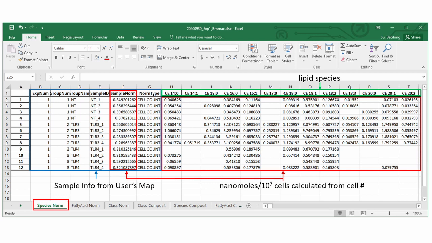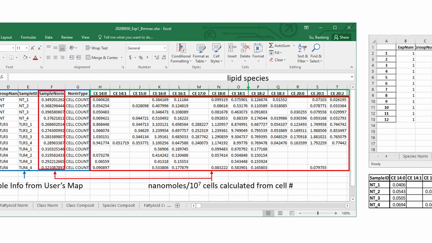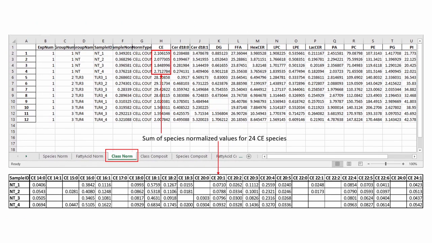As this large number of species may be difficult to work with, there are a number of ways that the data can be aggregated to help you understand the changes within your samples. The simplest is to sum all species within a subclass. This data is presented in the Class Normalized tab. As an example, we have detected 24 cholesterol ester species, and if we sum those together, we get the cholesterol ester value in the Class Normalized tab.